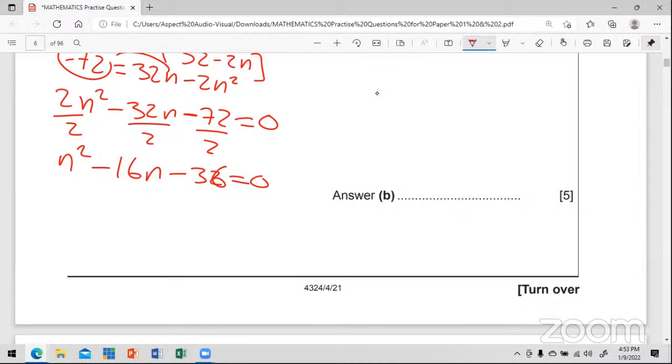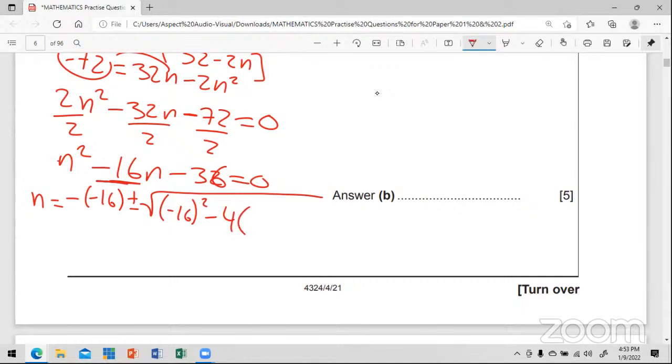Grouping is from factorizing. So we used already what? We used already the factorizing. Now we are moving to the formula. So your n will be what? Negative b. What is your b? That is now negative 16, plus minus square root of what? b squared. What is b? Is negative 16 squared minus 4a. What is your a? Is 1. c. What is your c? Negative 36. Okay. Everything divided by 2a.